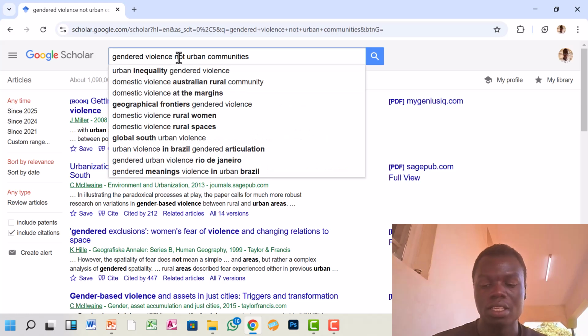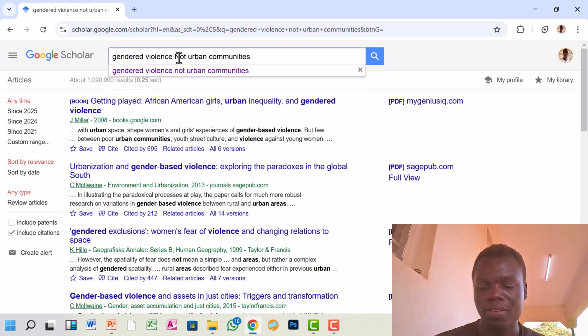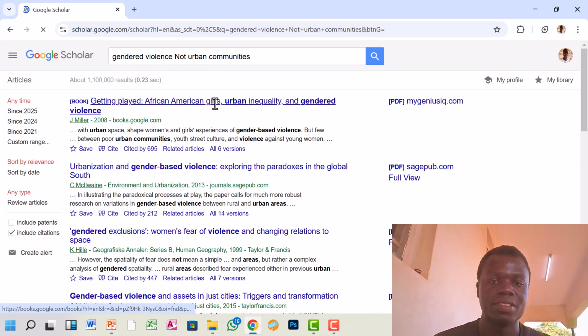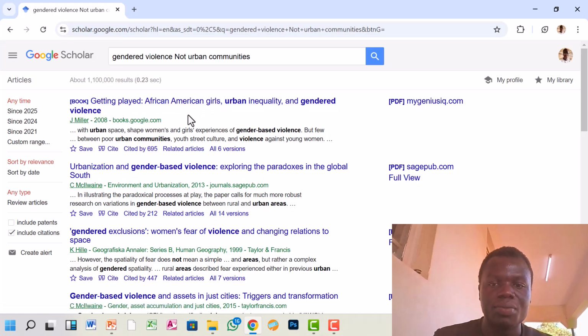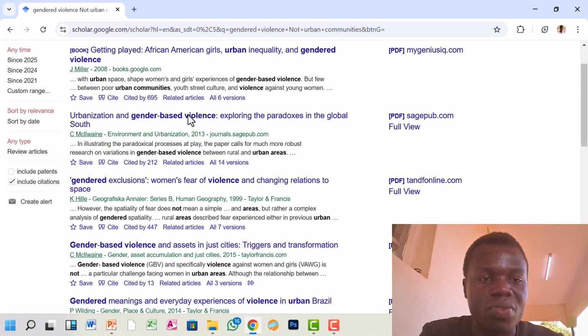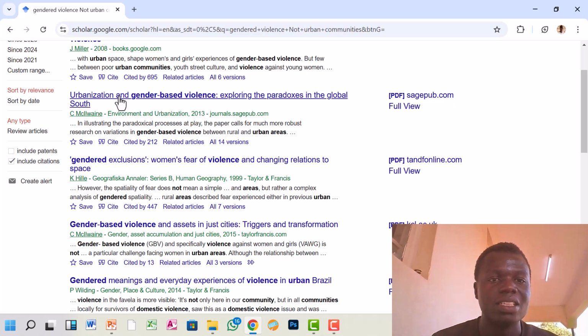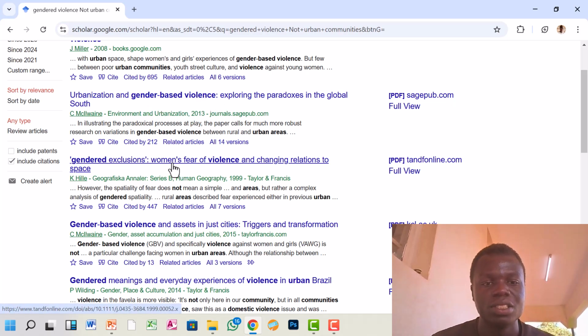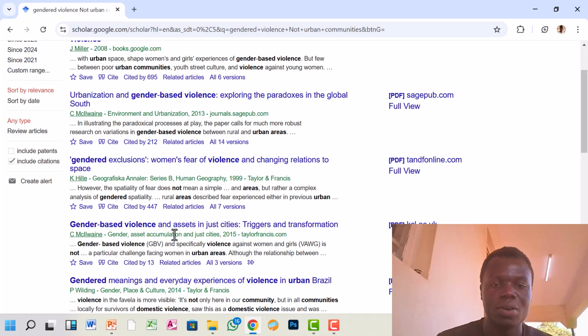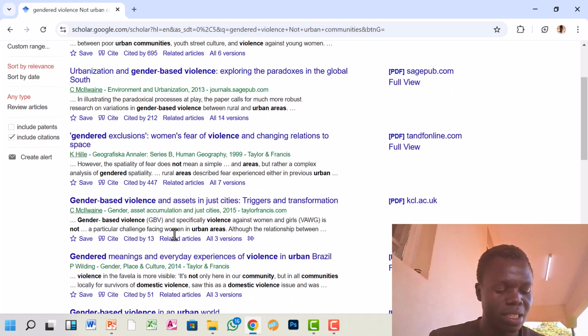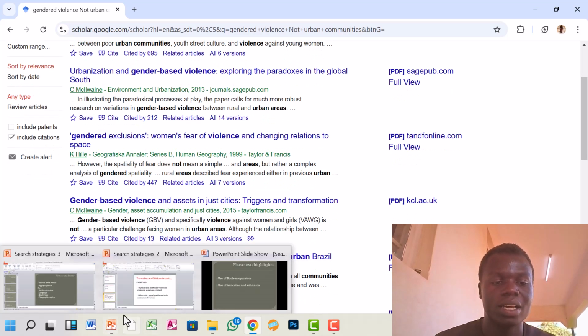So I need to put this one in brackets. Okay, so gendered violence, urban communities, and gender-based violence. So urbanization and gendered violence. Women's fear. Now let us look at truncation and wildcards.